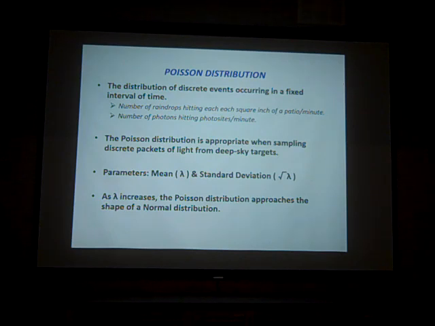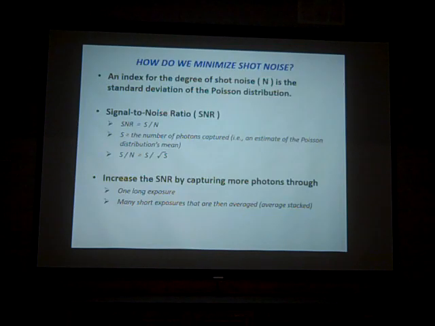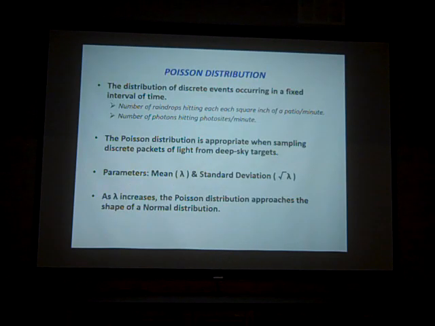The Poisson distribution is appropriate when we are sampling light from a deep sky object because that light arrives in discrete packets. Now, the Poisson distribution again has two parameters, a mean and a standard deviation. But what's neat and interesting is that the standard deviation, which is a measure of dispersion, is the square root of its mean.